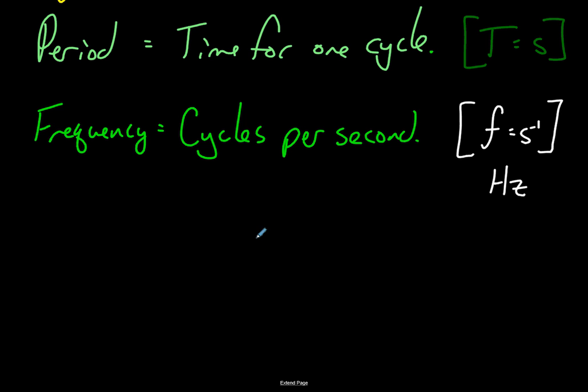Just means it's refreshing 60 times per second. So it can be used in a lot of places. Anything that is doing SHM or repeating periodically. So you might notice here that frequency and period have an inverse relationship. So you can say T is equal to 1 over F. If that's true, F is equal to 1 over T.